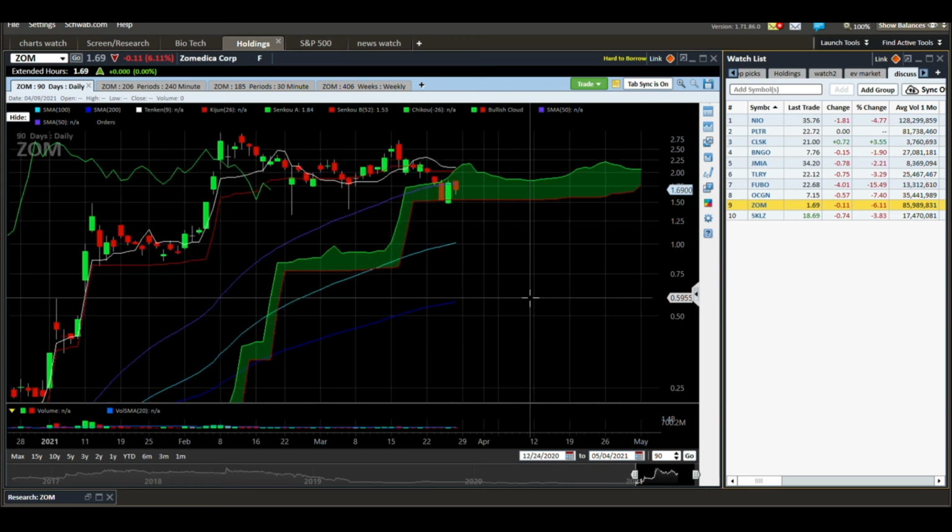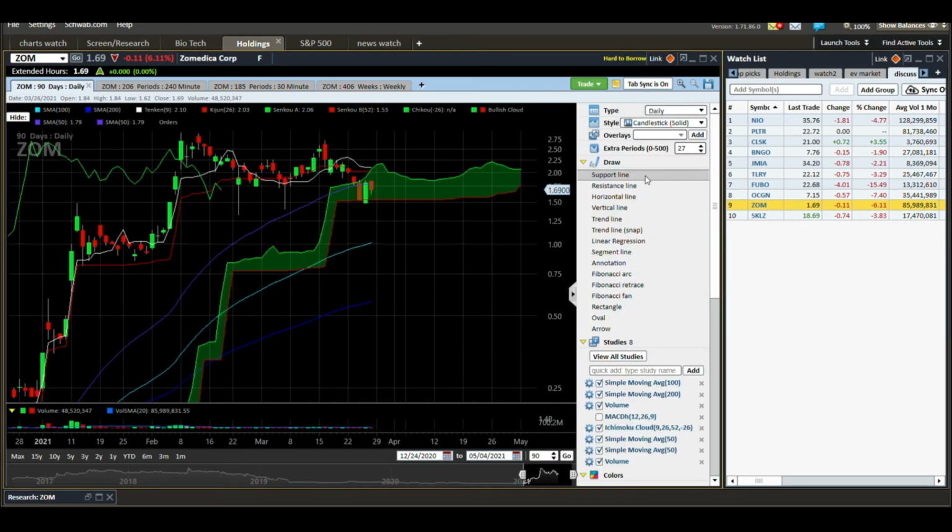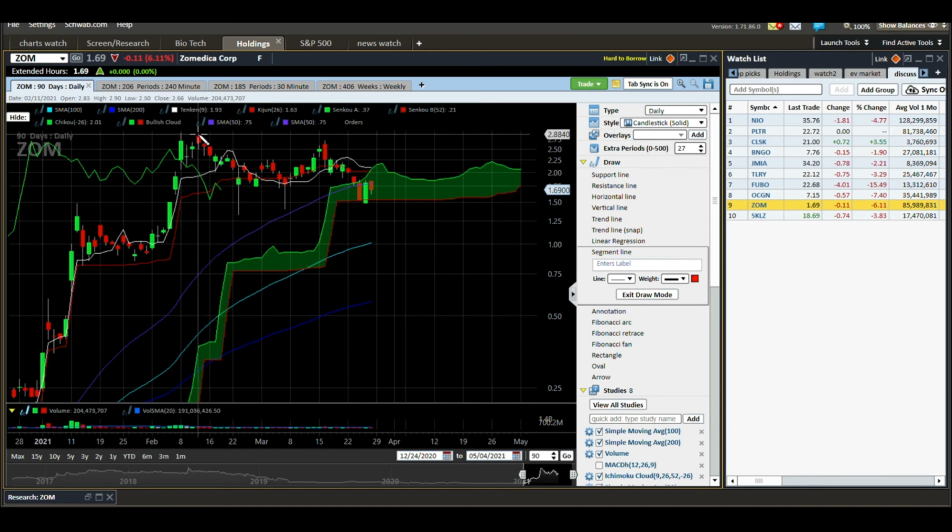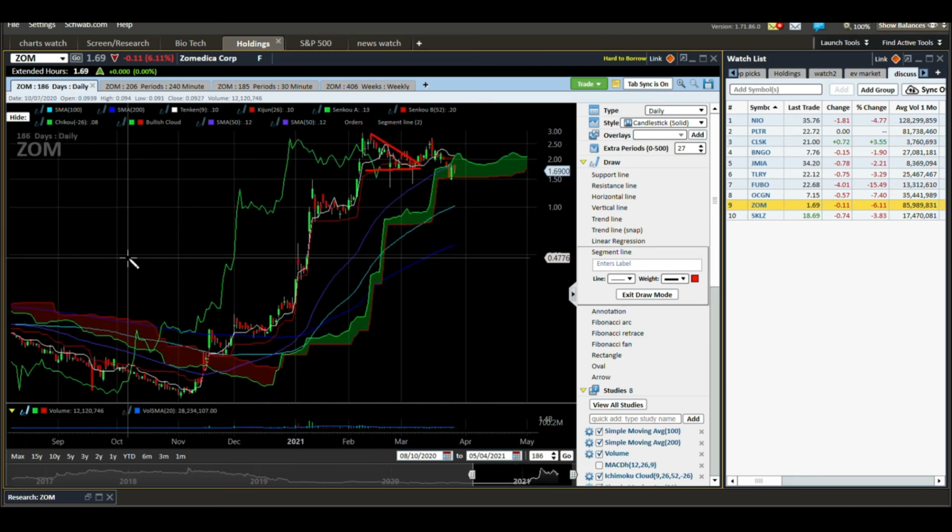ZOM, I'm actually in this trade. I kind of made a bad call, but I played this pattern right here. We had this wedge pattern forming, and I usually tend to trade off of my TK cross or my cloud breakouts and whatnot. But this pattern looked pretty interesting. This thing has been up a lot too. So yeah, the market is selling these things right now.